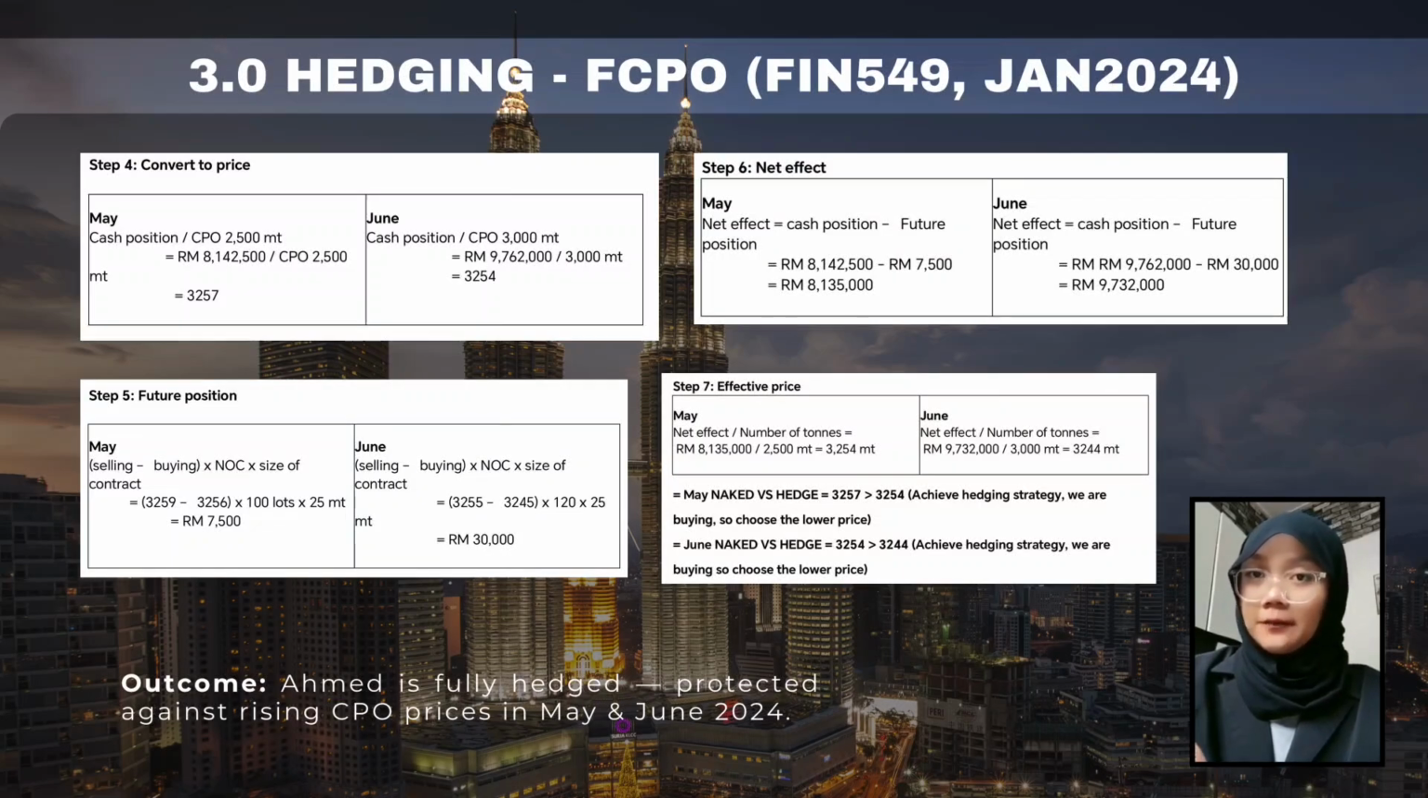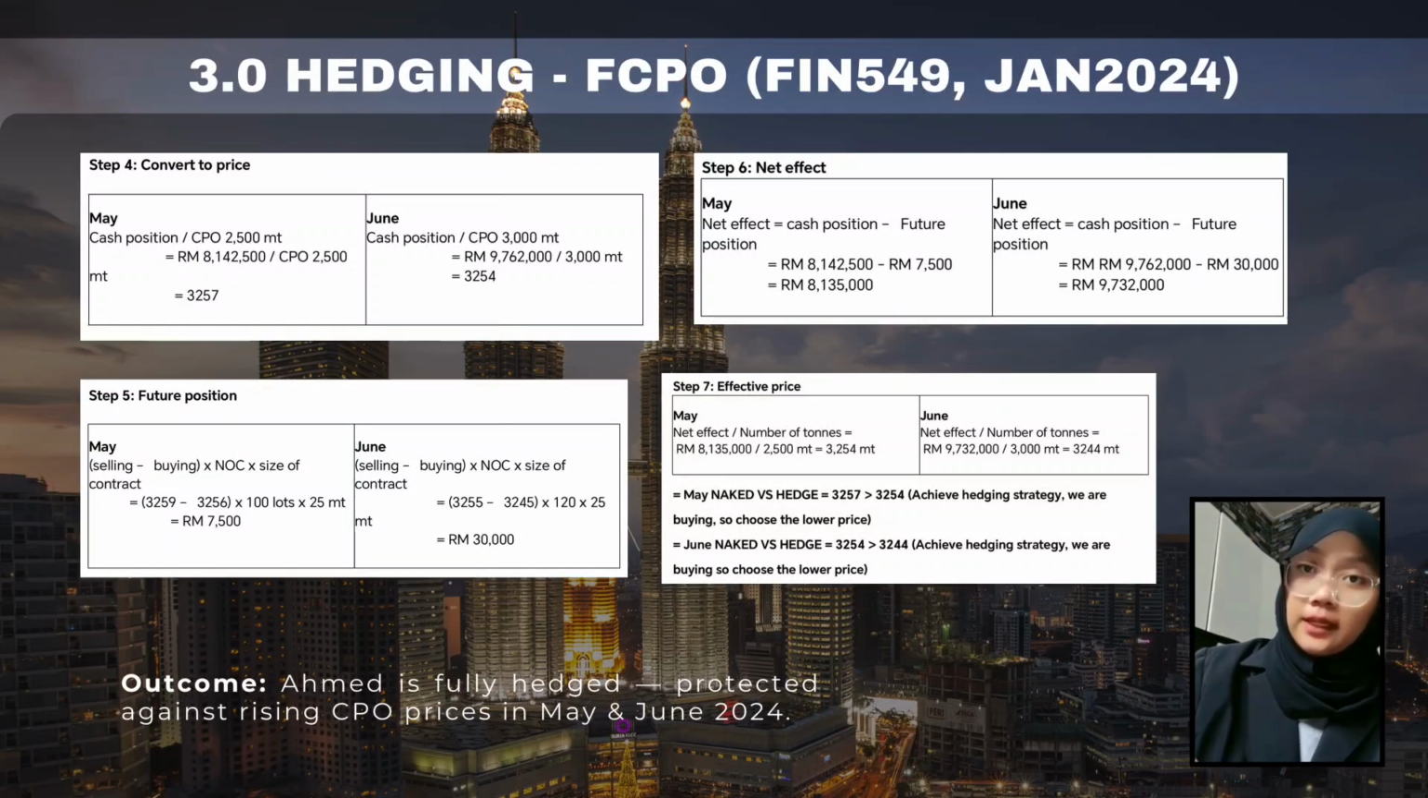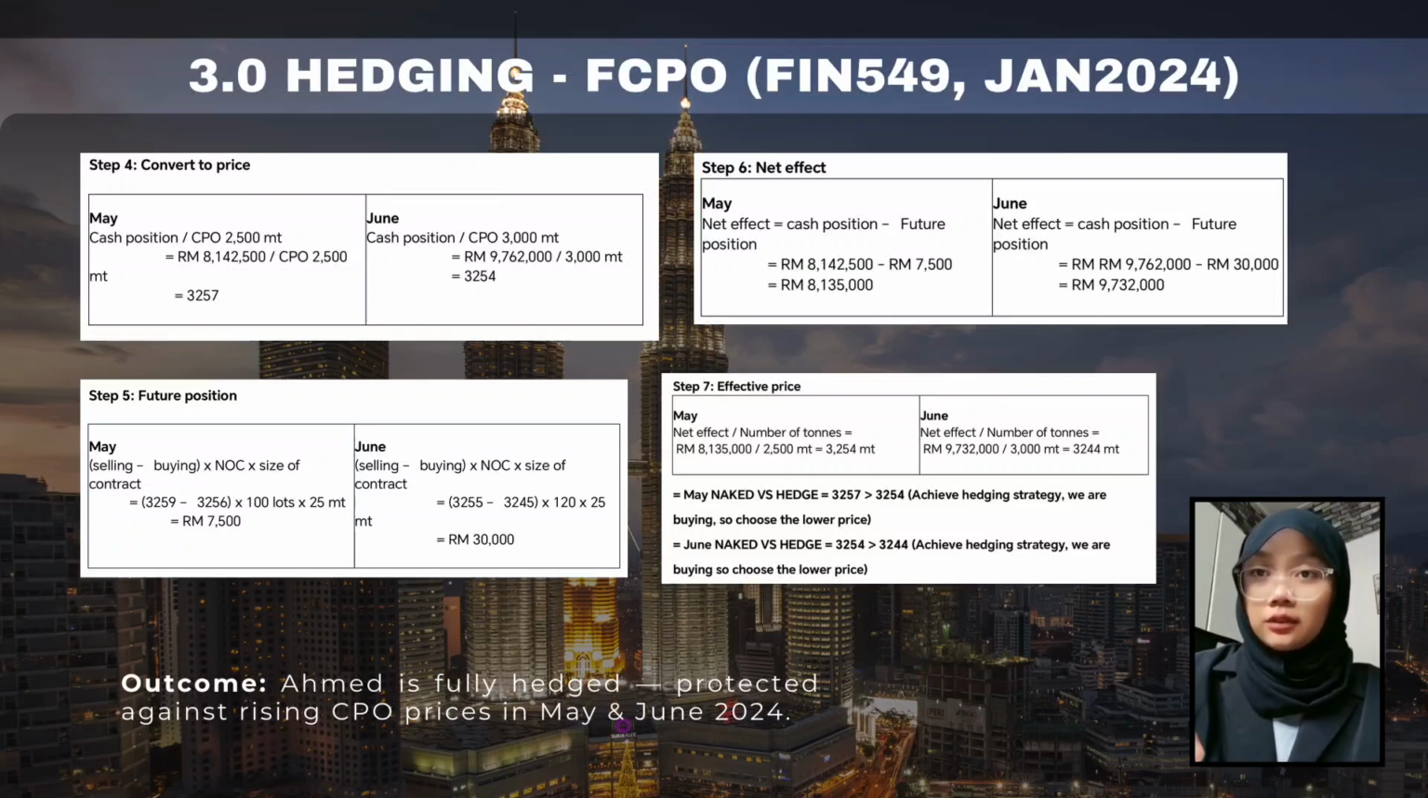So with hedging, Ahmed saved some money. Instead of RM 3,257 in May, he paid 3,254. And instead of 3,254 in June, he paid 3,244. That's the power of hedging. It protects against price increase.